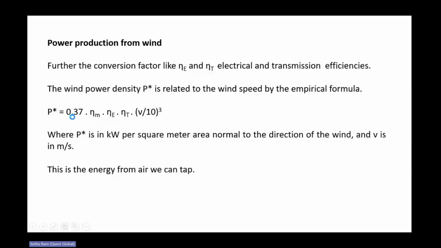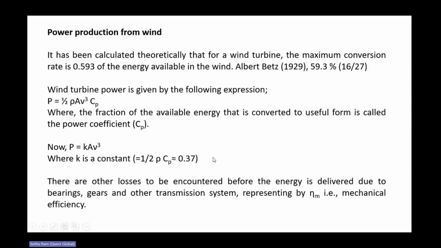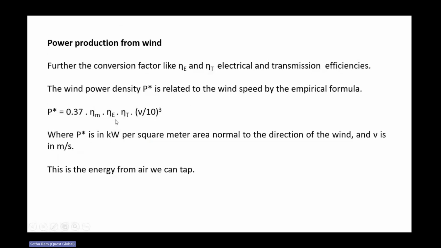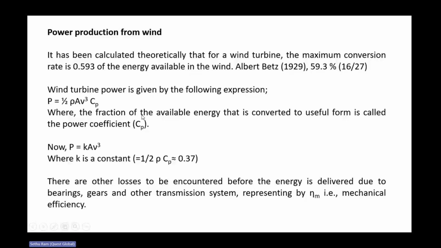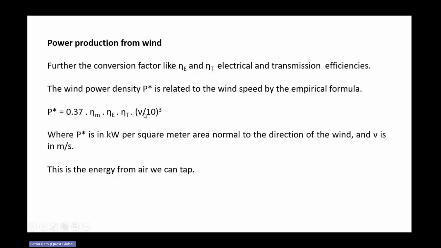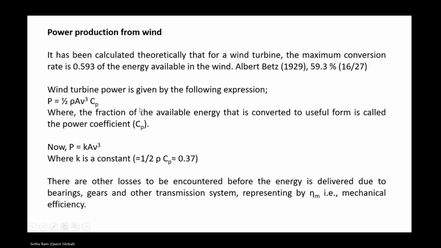0.37. This 0.37 we got from this one here. 0.37 into the mechanical efficiency, electrical efficiency, and transmission efficiency. And V is velocity. Here V cube is there, right? Same thing. Here we divided by 10 because it is in the units of kilowatts. If it is in watts, this division by 10 is not required. If we want to make it in kilowatts, then we have divided by 10. So this much energy we can get from the wind turbine. This is a simple calculation only, there is nothing complex.